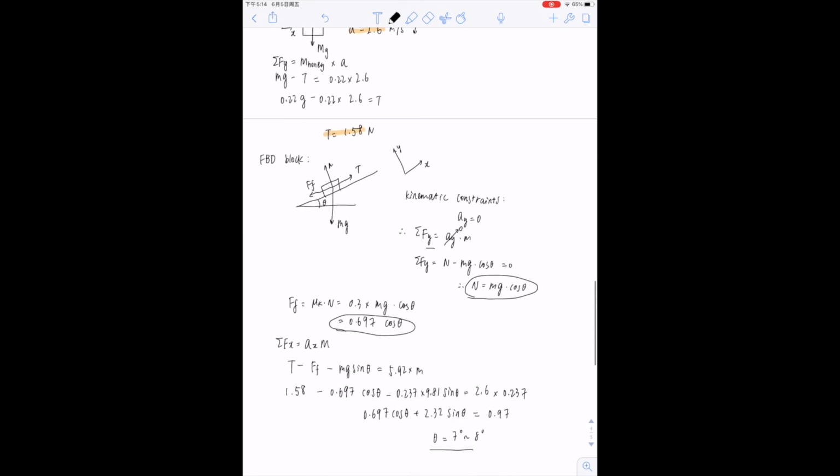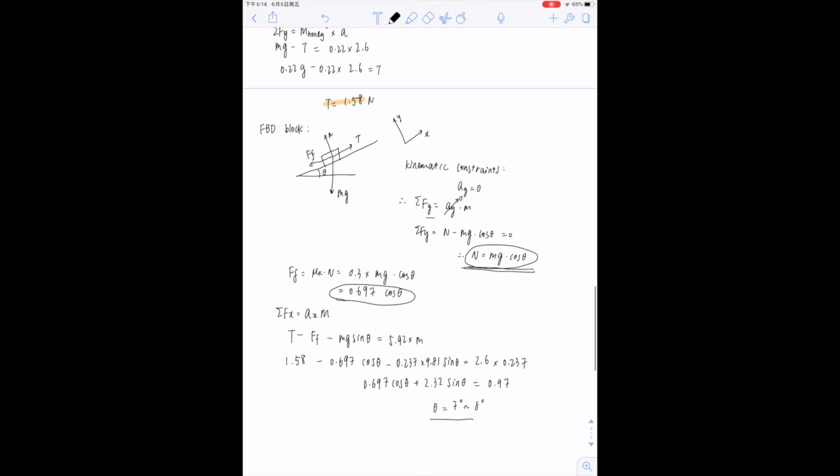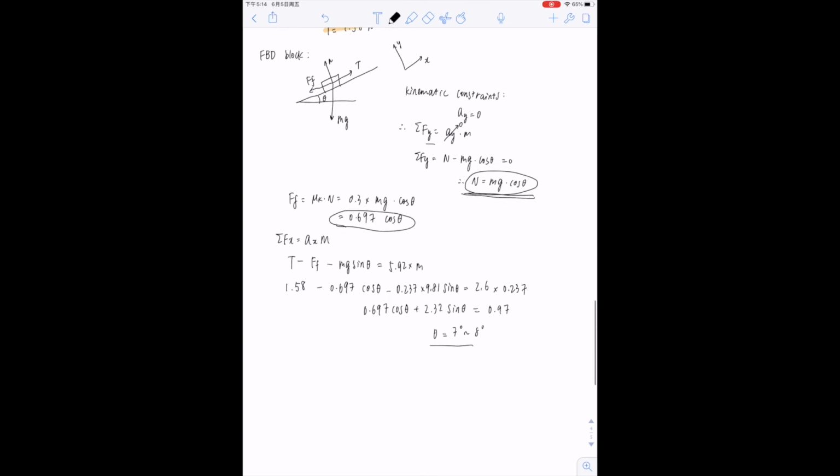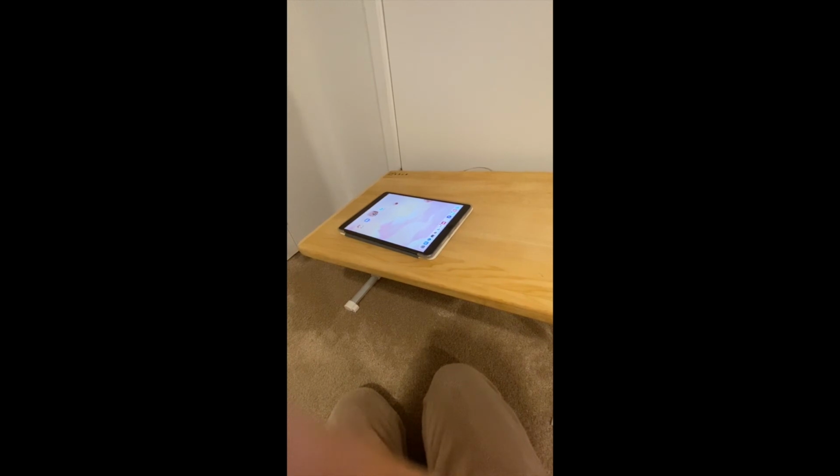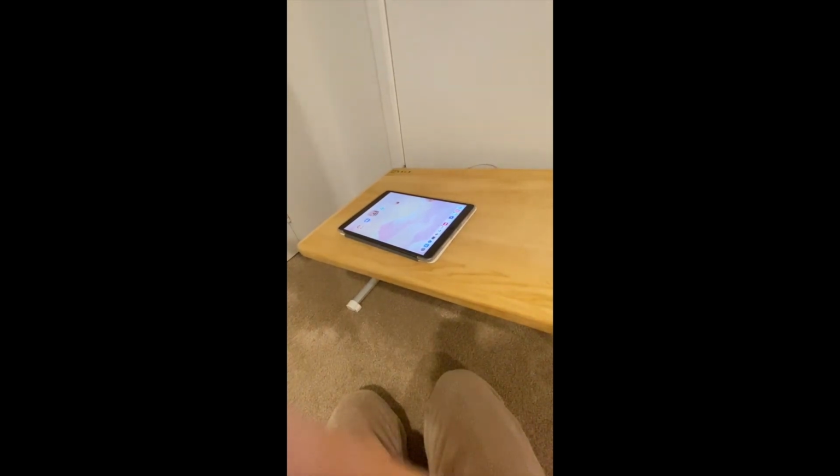As you can see in the free body diagram, we work out the tension force. Now we use the rotated coordinate system to work out the angle theta in this case. Calculating the formula for the normal force, we can also work out the formula to work out the coefficient of friction in this case. As you can see, the approximate angle is around 7 to 8 degrees for the inclined plane.